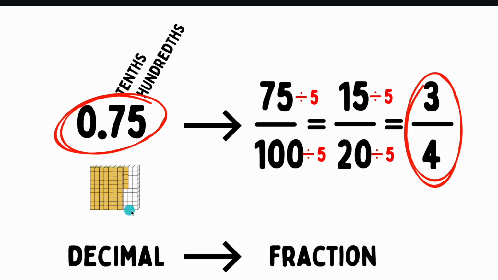We notice that this model shows 3/4 of 100. Another fourth, and we will get to 100. So we have 3/4.